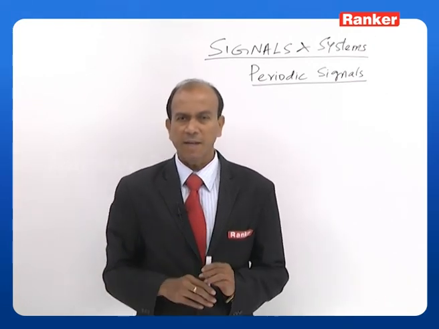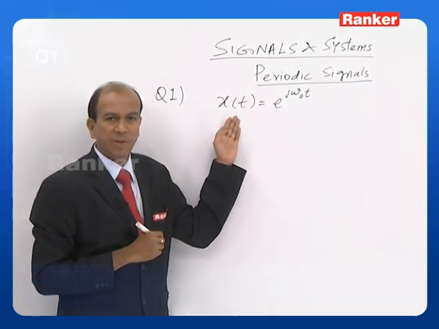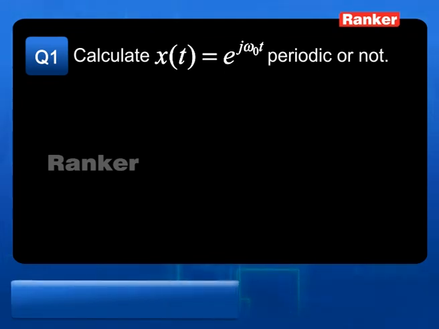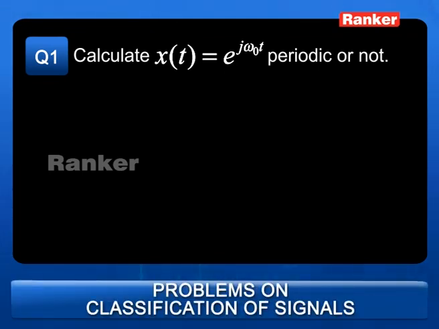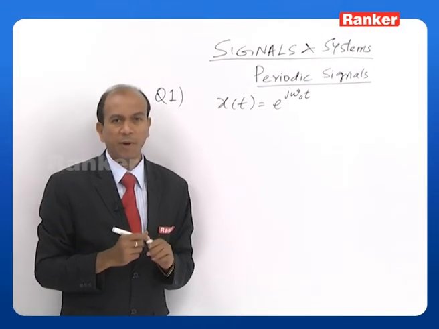Okay. So, let us start the first problem. Now, the given signal is the exponential signal x of t is equal to e to the power of j omega naught t. Now, we have to calculate whether this signal is periodic or not, or if it is periodic, what is the condition for periodicity. Okay. So, first of all, let us see what is the condition for periodicity.